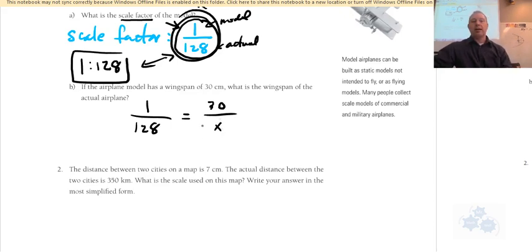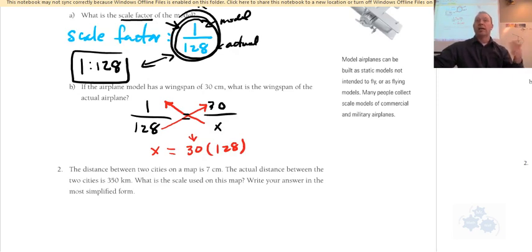And so what ends up happening, remember with this, x can go across the equal sign from the bottom to the top, and the numbers can also go across the equal sign from the bottom to the top, and they can go from top back to bottom across the equal sign. So here we have x equals 30 times 128, which makes sense, right? If the model is 30 and you have a scale of 1 to 128, then you just multiply by 128 to get the actual real measurement. Just multiply. Okay, so 30 times 128.